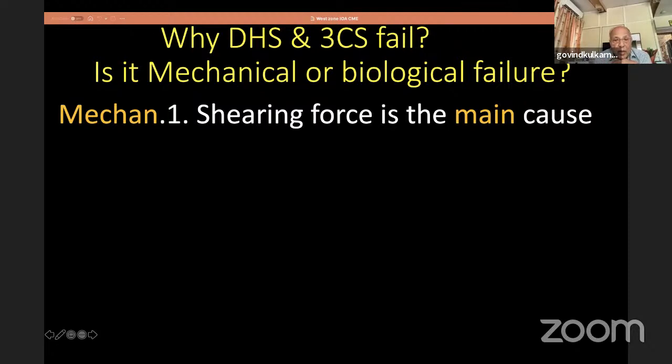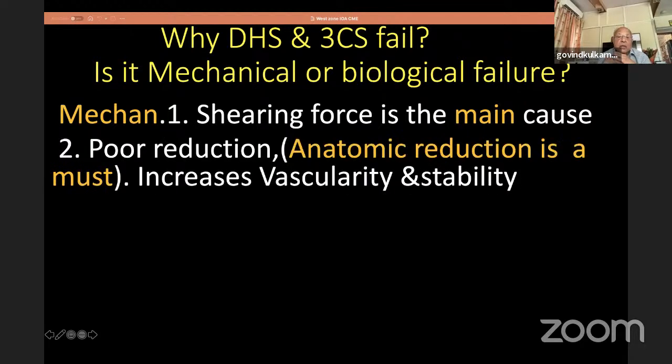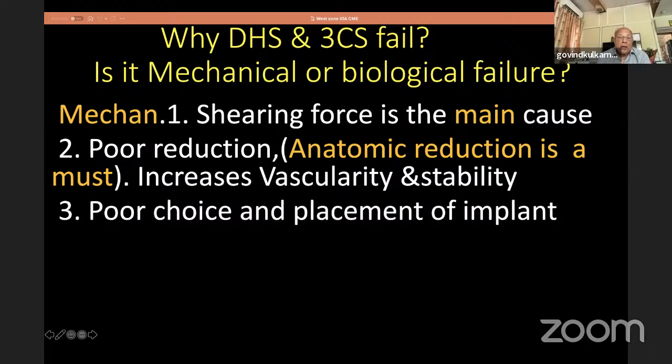In our study, we have found that the shearing force is the main cause. Second, very important, is poor reduction. Anatomical reduction is a must. Anatomical reduction increases the vascularity and stability, so it is both mechanical and biological.